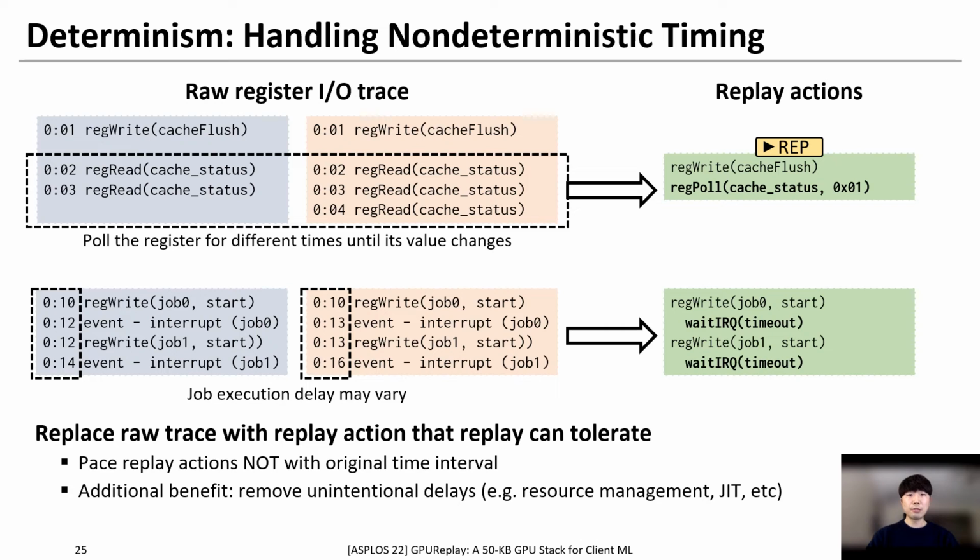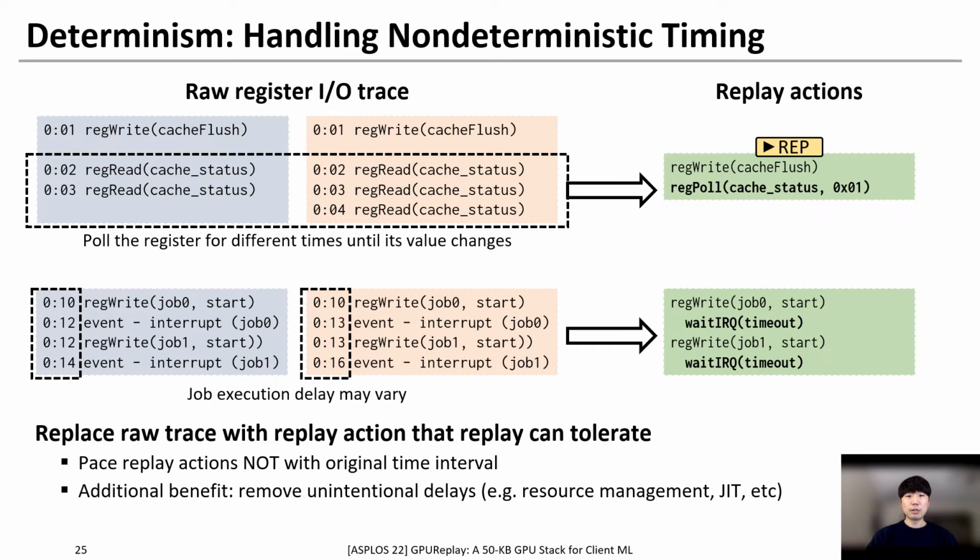To address it, we replace raw trace with replay actions that the replayer can tolerate. For instance, multiple read register values are replaced with a register polling action. We also paste replay actions not with the original time interval as it may diverge. For example, we kick the GPU and synchronize the job submission with a combination of register write and wait IRQ action.